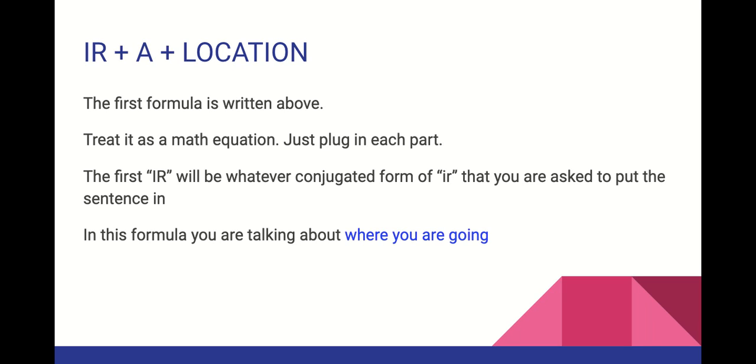And then location, your 4A vocab words. You have a bunch of new locations, pretty much around town. Movie theater, beach, pool, park, store, mall, things like that. So then you would just insert whatever you want. So say I'm going to the beach, it would just be voy a and then la playa.